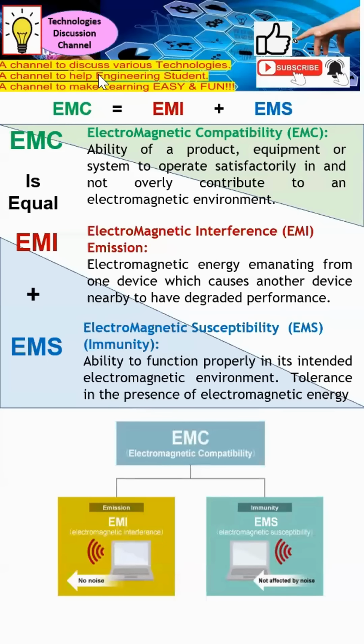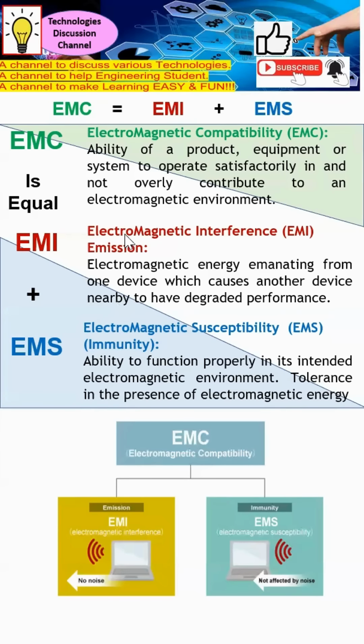I'd like to discuss what is EMC. From this equation, you can see that EMC is equal to EMI plus EMS. There are actually two aspects of EMC. The first one is the ability of a product, equipment, or system to operate satisfactorily in an electromagnetic environment. This is also known as EMS. Another term is actually immunity.